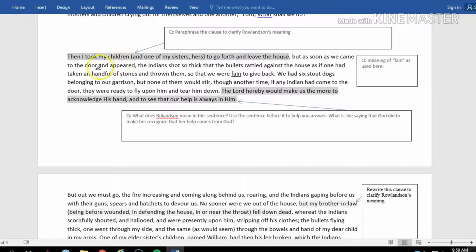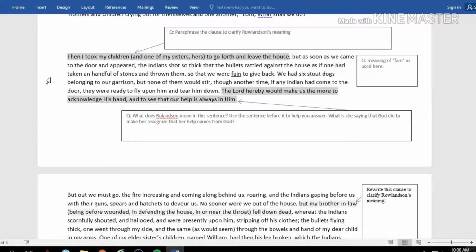Then I took my children and one of my sisters, hers, to go forth and leave the house. But as soon as we came to the door and appeared, the Indians shot so thick that the bullets rattled against the house as if one had taken a handful of stones and thrown them, so that we were fain to give back. We had 6 stout dogs belonging to our garrison, but none of them would stir, though another time, if any Indian had come to the door, they were ready to fly upon him and tear him down. The Lord hereby would make us more to acknowledge his hand and to see that our help is always in him.